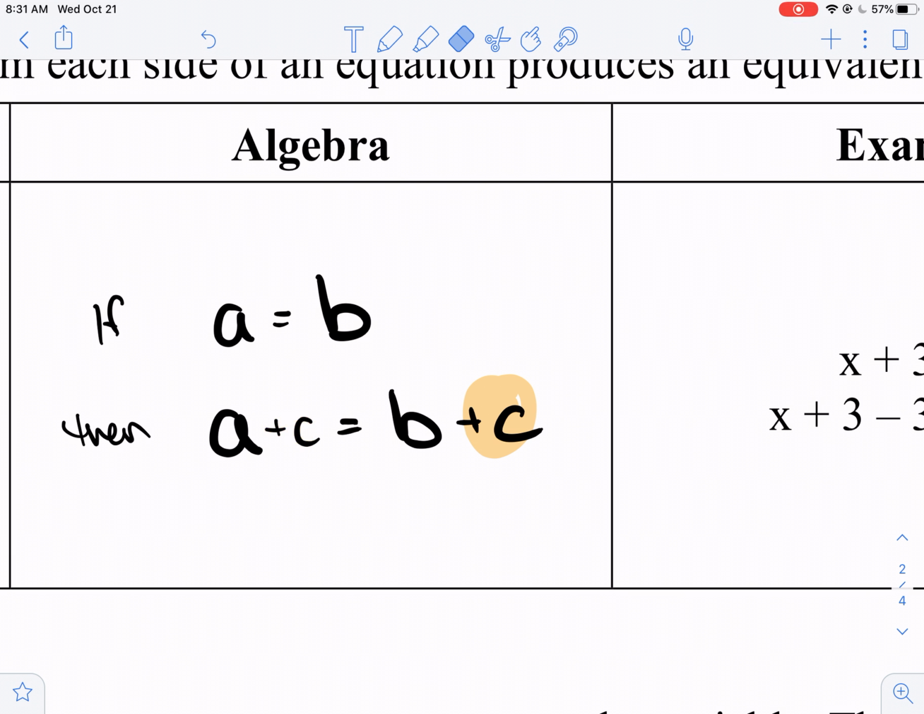Instead of adding C, here we subtract C. So if you have two numbers that are equal to each other, if you subtract the same number, those expressions are still going to be equal.